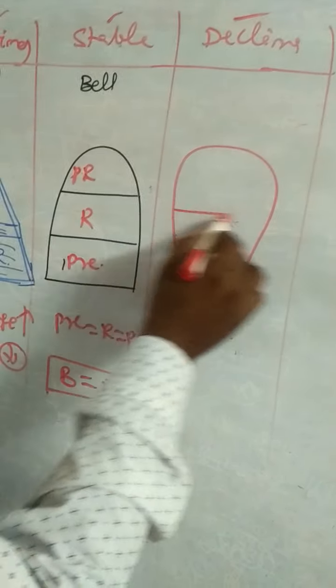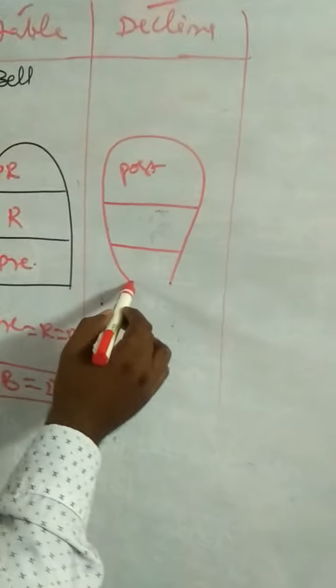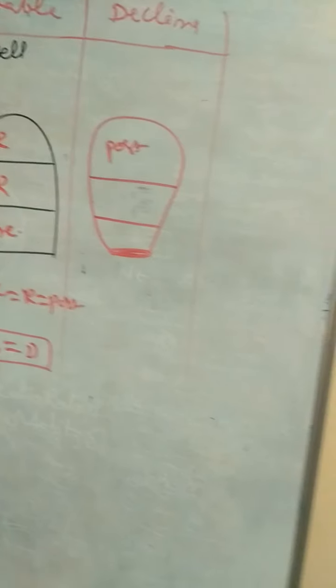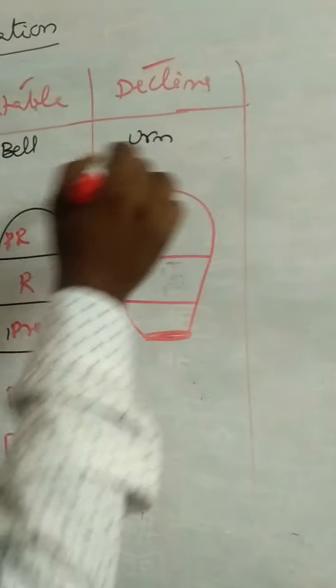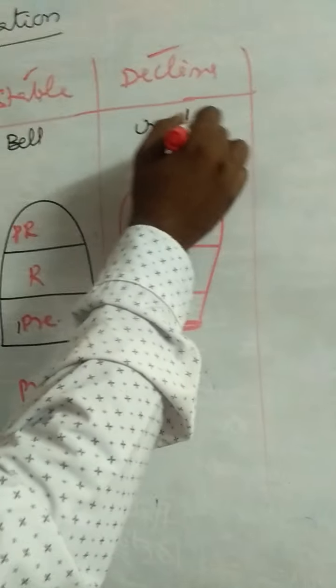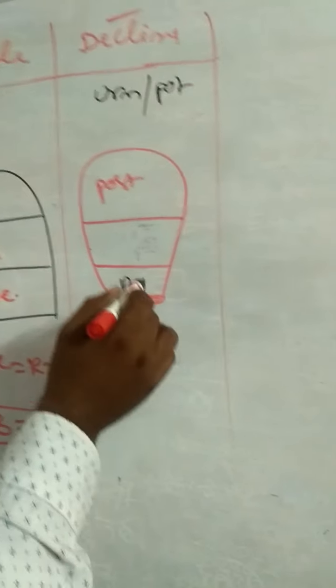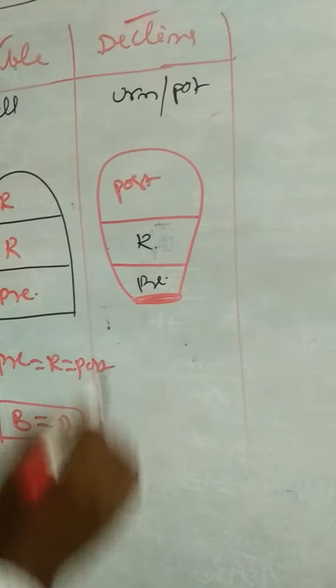In a decline population, post-reproductive age groups are more and pre-reproductive age groups are less in number. The shape of the decline population is urn, U-R-N, or inverted pot shape, in which pre-reproductive age groups are less and post-reproductive age groups are more.